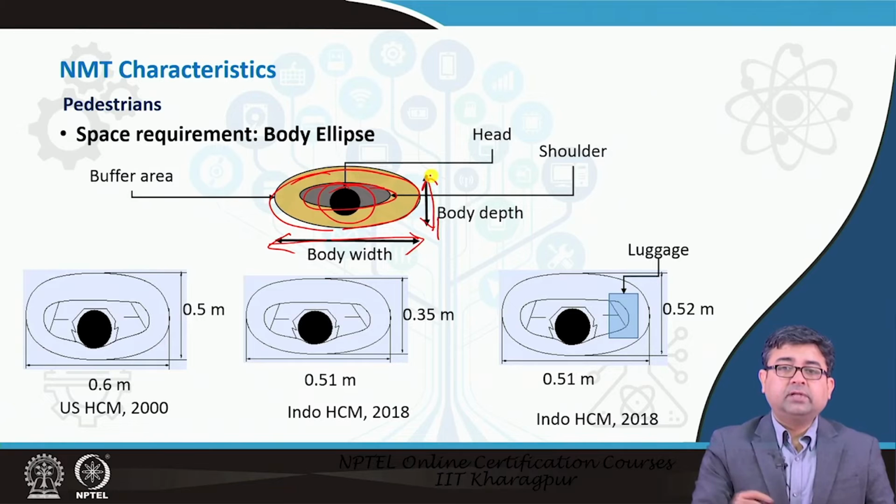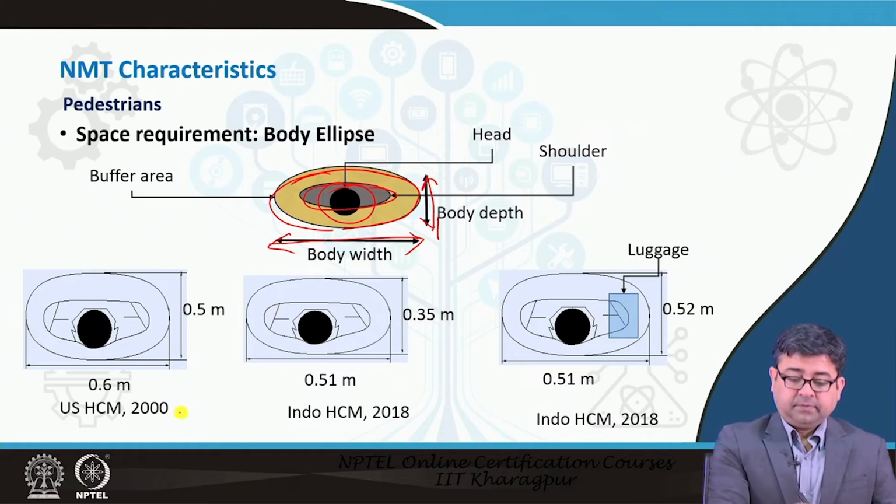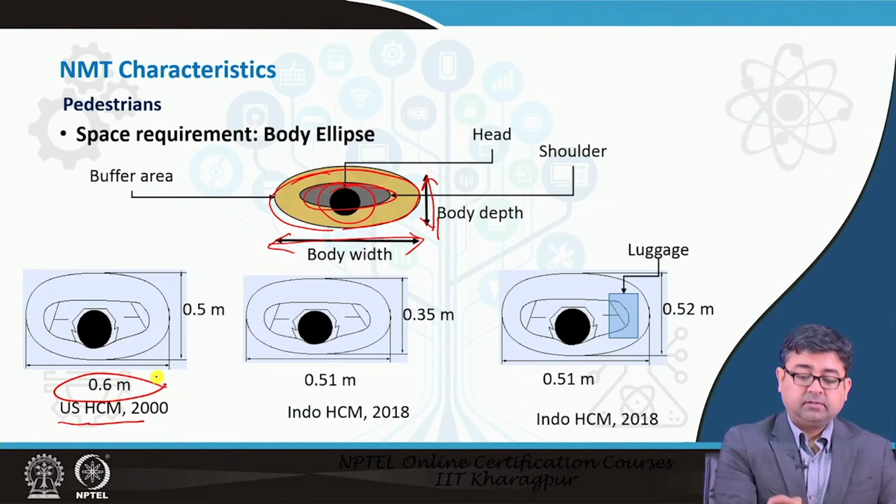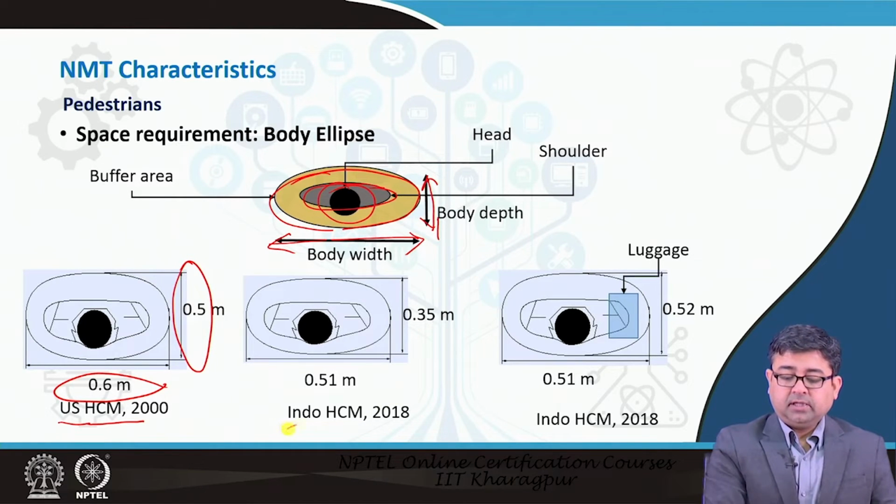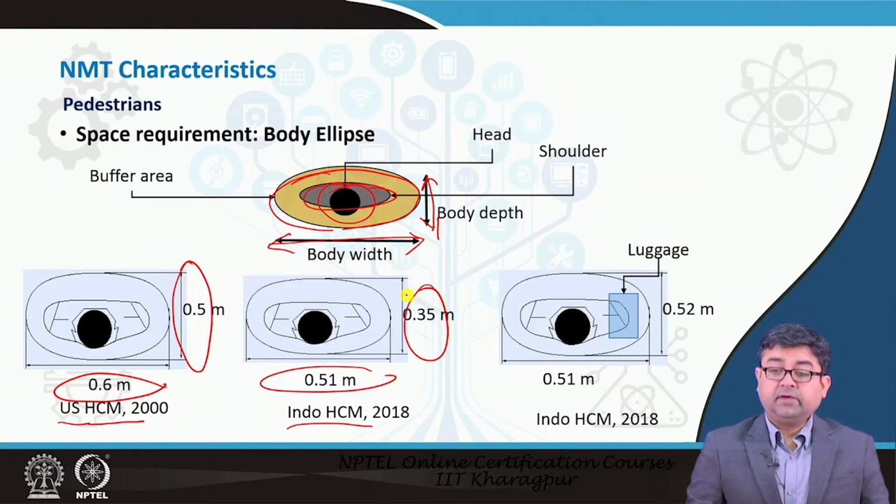Now, there are different values that are used based on the average person in that country, right. Some countries may have average height and width of the body different from other countries. So, in the Highway Capacity Manual that was developed in the United States, they usually use the value of 0.6 meters for the body width and 0.5 meters for the body depth. Whereas, in the Indo Highway Capacity Manual that was developed in India, we use a body width of 0.51 and a body depth of 0.35 meters.